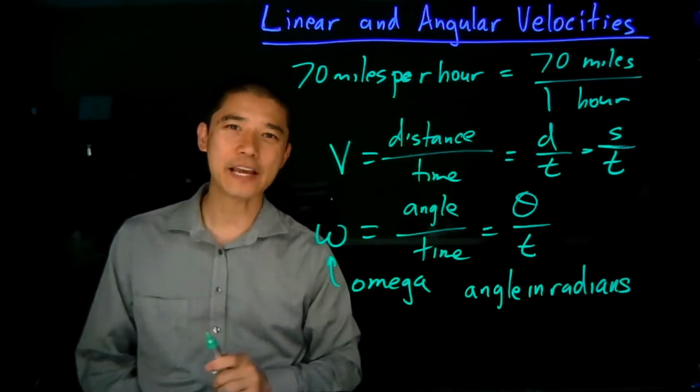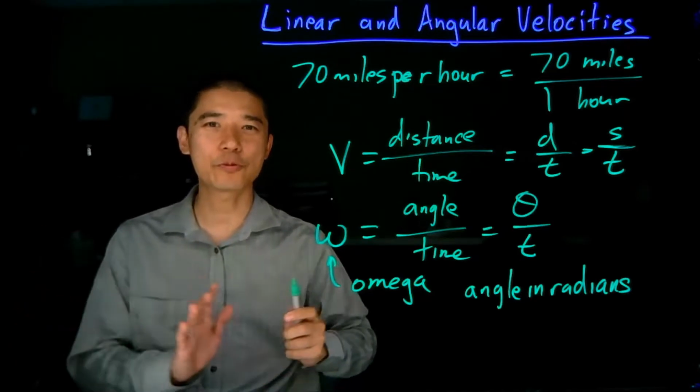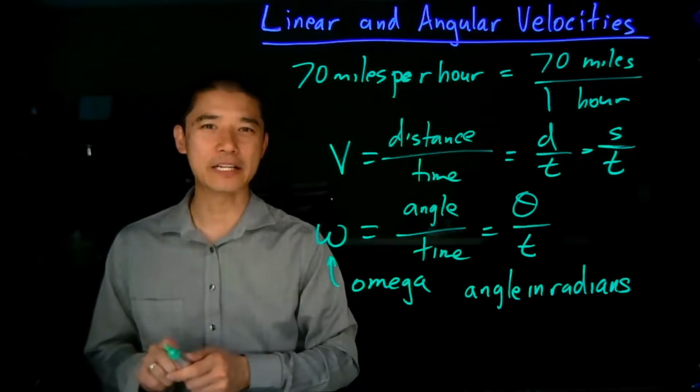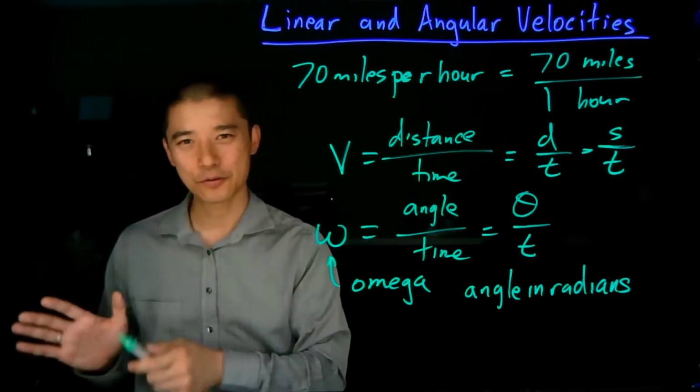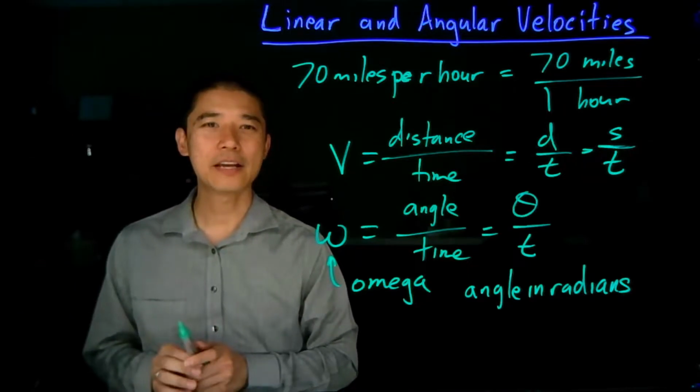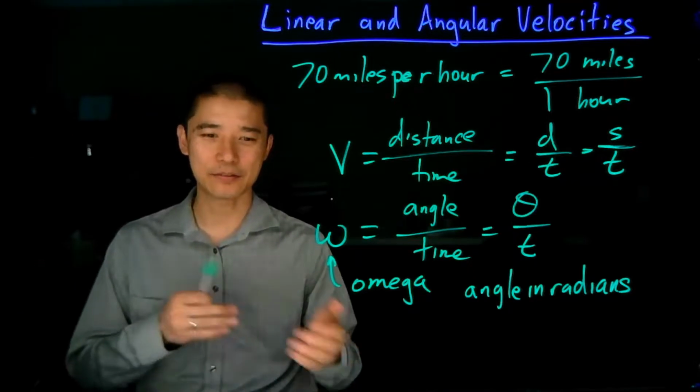If you're given the angle in terms of degrees or in terms of rotations, you're going to have to convert those values into radians. So 1 rotation is 2 pi radians. 360 degrees is 2 pi radians. And you use that conversion to convert the values for these problems.